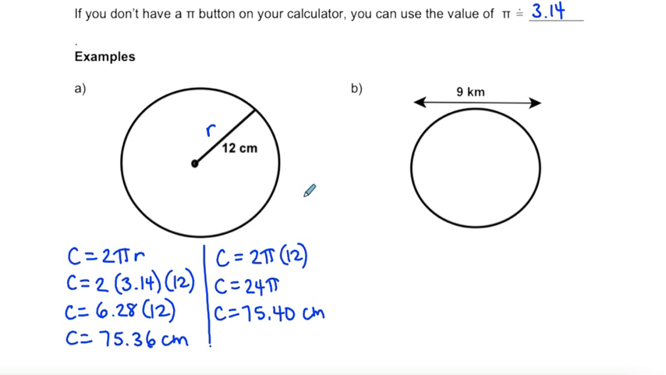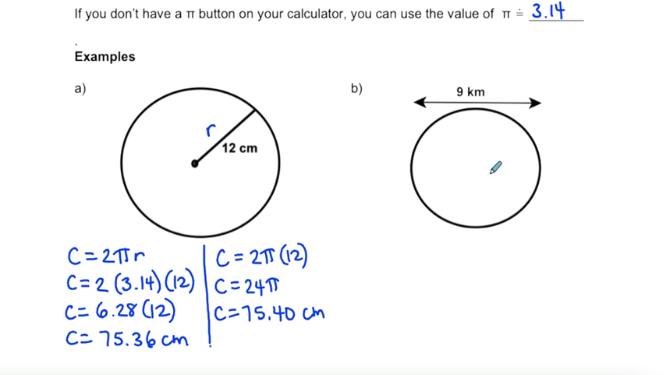So you'll notice that using the pi button gives you an answer that's slightly different than if you use 3.14. And I want to show you that because you might get an answer that is different than the person sitting beside you if you used your pi button and they use 3.14. But you'll notice they are very close. So both of these answers would be correct on a test, worksheet, assignment, and so on.